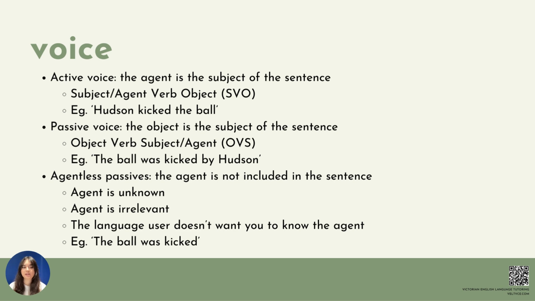Passive voice is when we switch around the subject and the object. So it goes object, verb, subject. So OVS structure. The ball was kicked by Hudson. It is passive voice. Agentless passives is when we just take out the agent or we take out the subject. So we might do this because the agent's unknown, it could be irrelevant, or sometimes the language user doesn't want you to know the agent. So the ball was kicked. We don't know who kicked it. We don't know if Hudson kicked it. We don't know if Jacob kicked it. We don't know who kicked the ball.